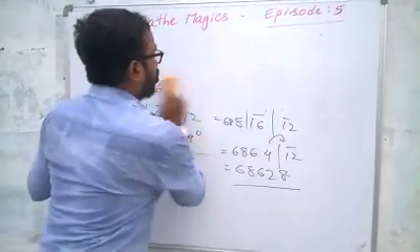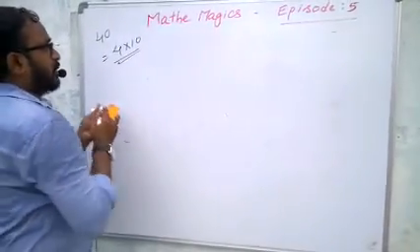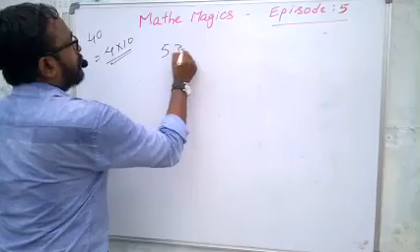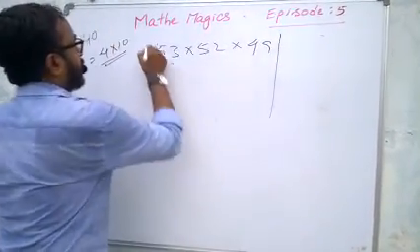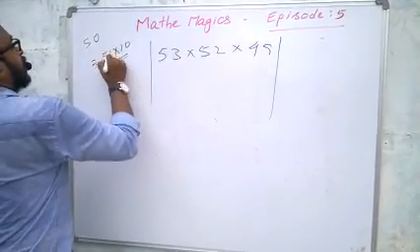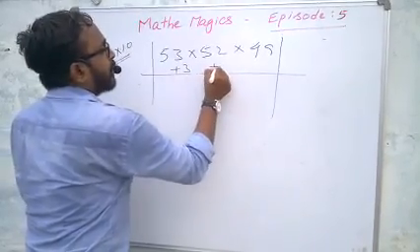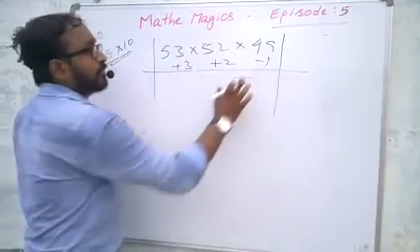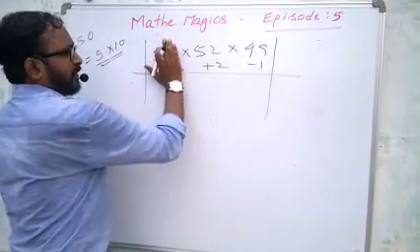One more example by using 5 as a base. For example, if you want to find the product of 53 into 52 into 49, its base is 50, that implies 5 into 10. It will become plus 3, plus 2, minus 1. Now, close any one, either this or this.